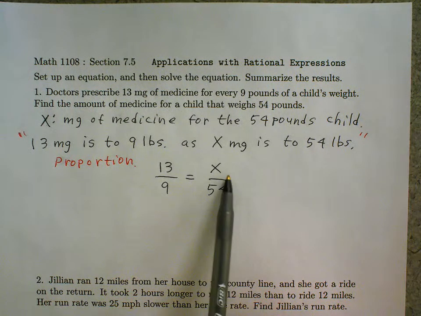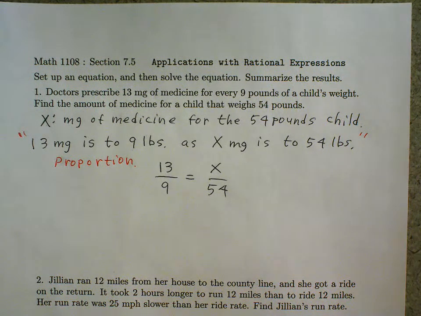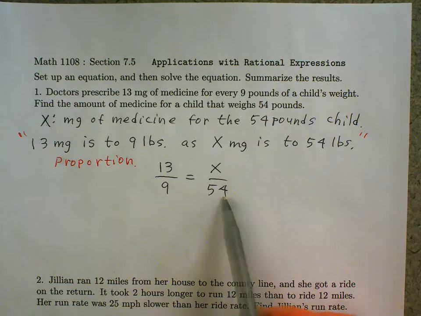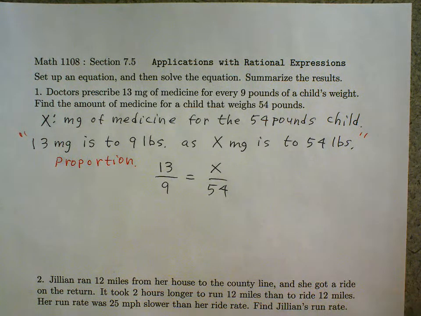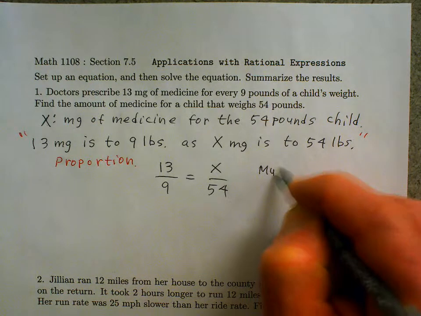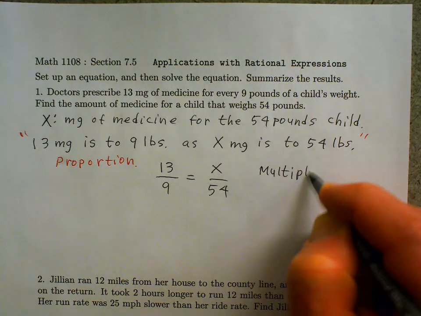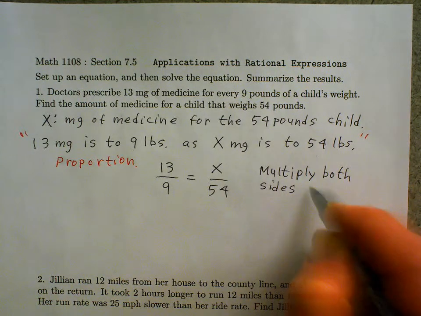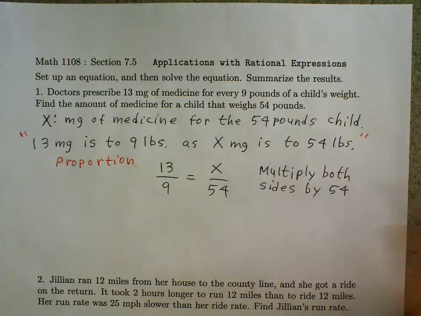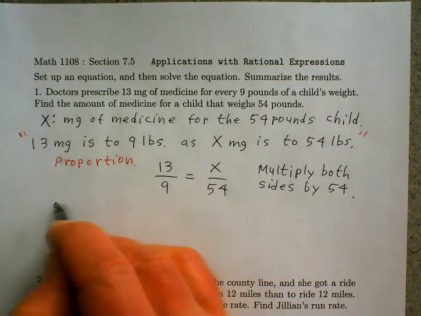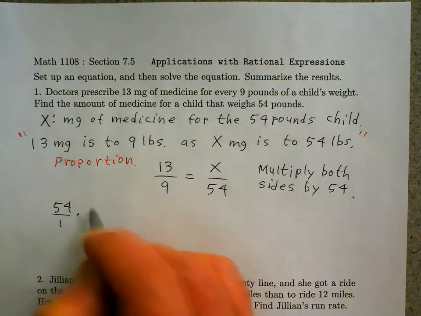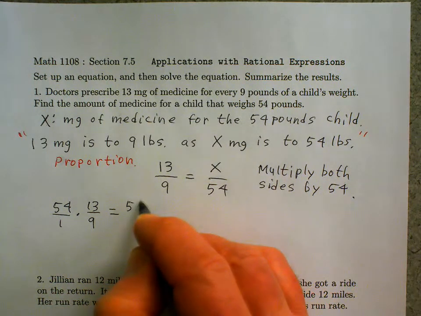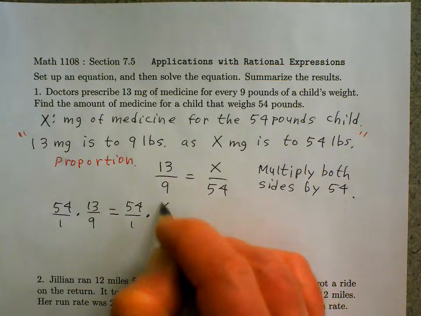Now all we have to do is solve for X. We could just multiply both sides by 54. So 54 over 1 times 13 over 9 equals 54 over 1 times X over 54.